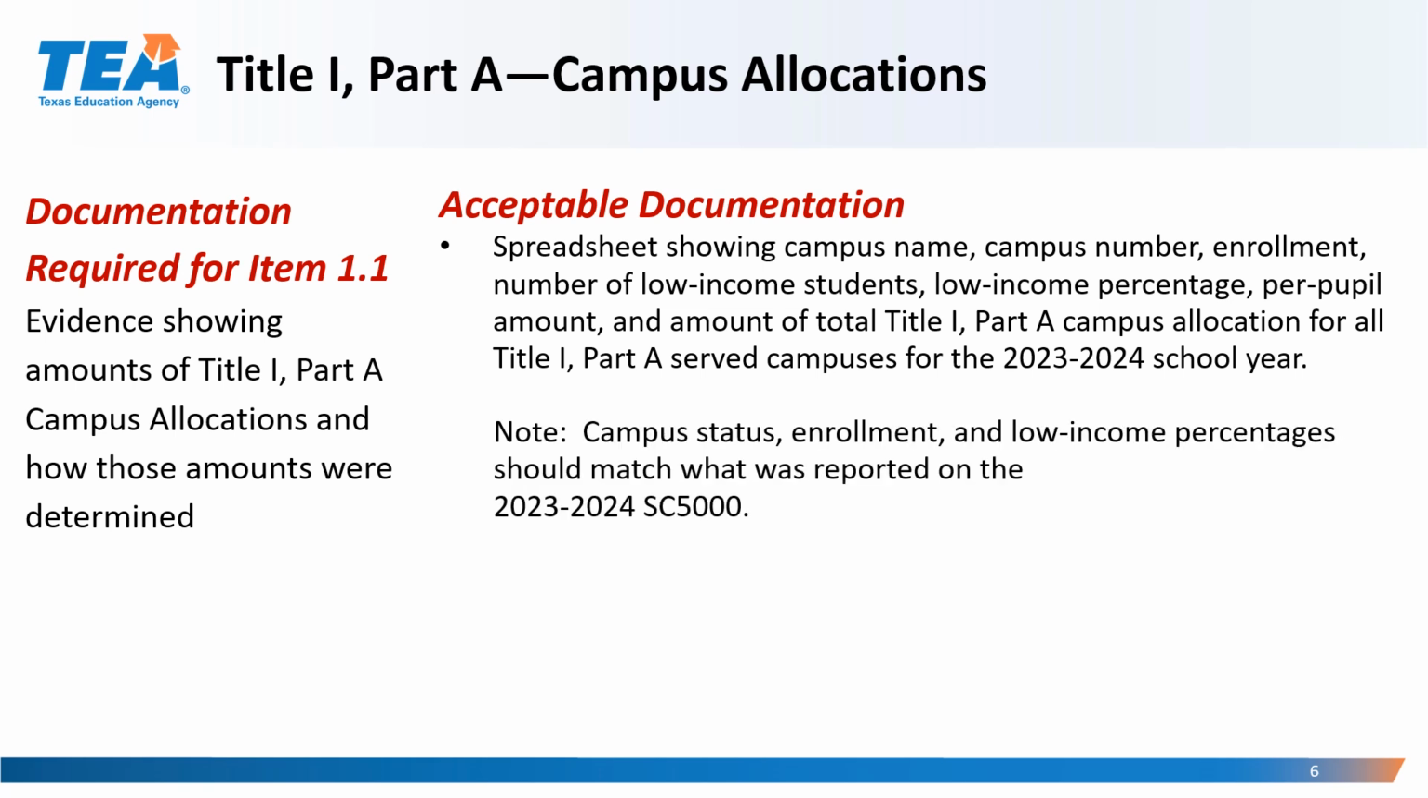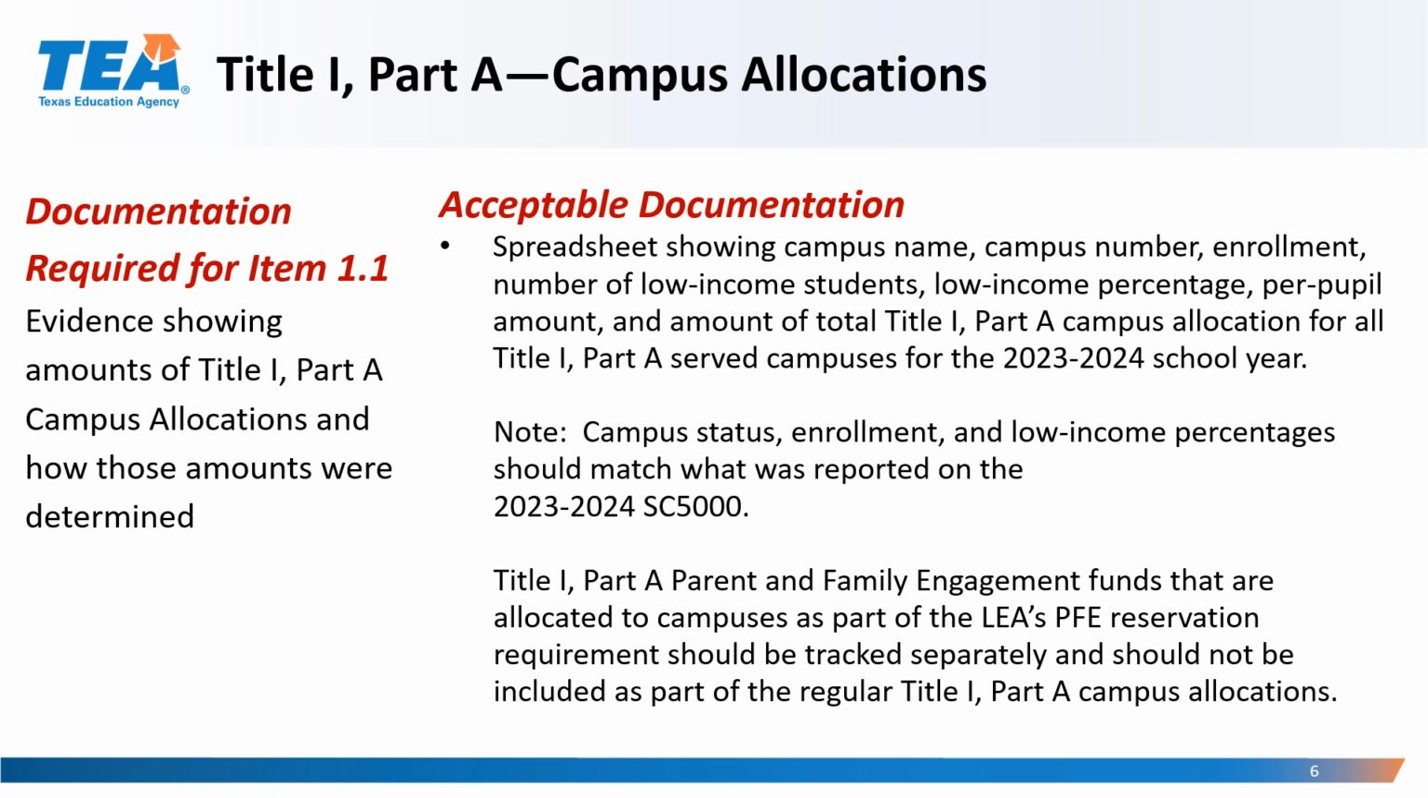Please note that the campus status, enrollment, and low-income percentages should match the SC 5000 for the school year being validated. Please also note that Title I Part A Parent and Family Engagement Funds that are allocated to campuses as part of the LEA's PFE reservation requirement should be tracked separately and should not be included as part of the regular Title I Part A campus allocations.